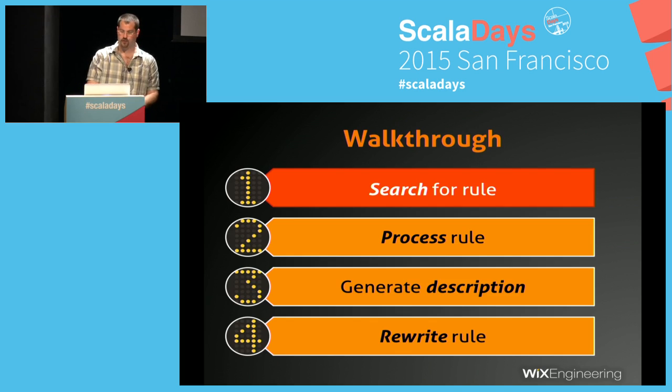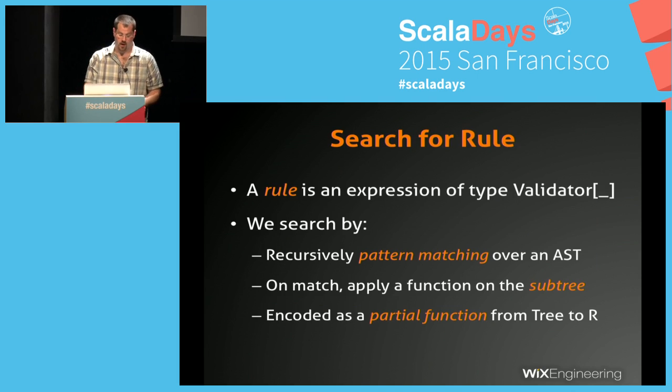So to search for a rule, the first thing I need to know is what it is I'm searching for. Now, in the context of a chord, a validation rule is an expression that is basically a sub-validator. The validation rule itself is a validator over the type of whatever it is that it's validating. So if I have a rule that says person.firstname is not empty, that rule actually evaluates to the type validator over string, because the thing that I'm validating, p.firstname, is a string.